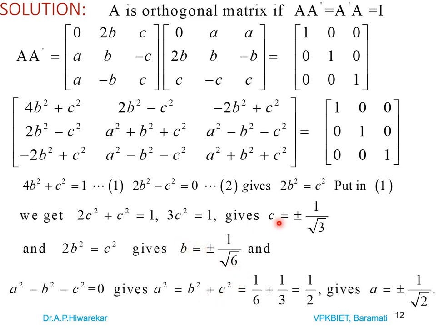And we have got the value of c as 1 by root 3, so c square is 1 by 3. And we have the value of b as 1 by root 6, so 1 by root 6 square means 1 by 6, plus 1 by 3. This value is 1 by 2. That gives a as plus minus 1 by root 2. So this way we get values of a, b, c: a is plus minus 1 by root 2, b is plus minus 1 by root 6, and c is plus minus 1 by root 3.